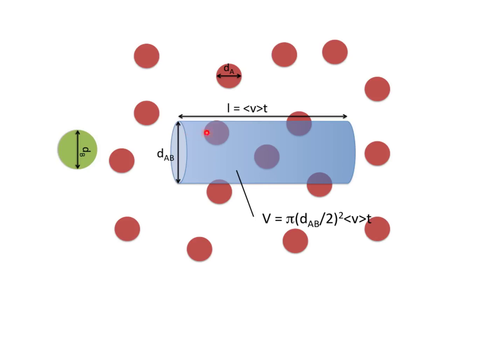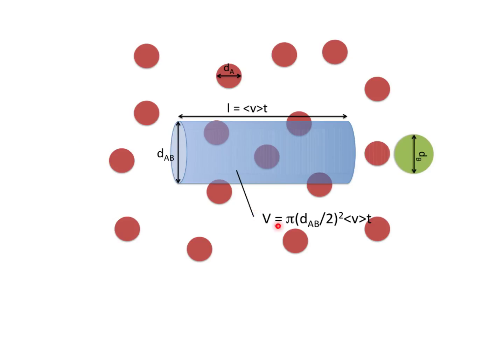Furthermore, I will make the length of my cylinder equal to the distance traveled by my B molecule in 1 second. If I do this, then any red molecule with its center in the cylinder will collide with the B molecule as it moves the length of the cylinder. And so if I just count the number of red molecules in my cylinder, I will have counted the number of collisions with my B molecule in 1 second.